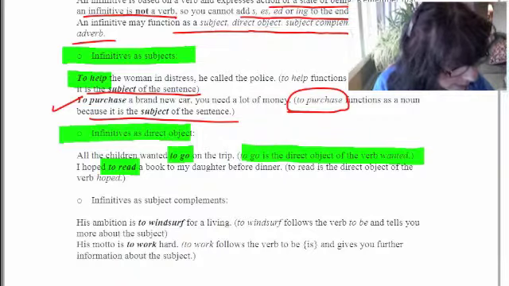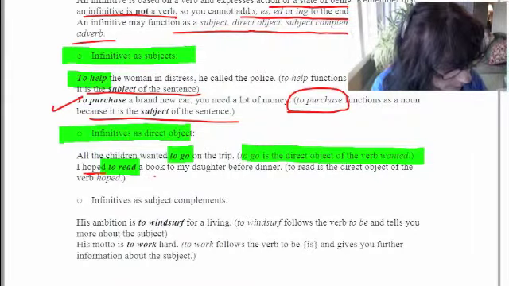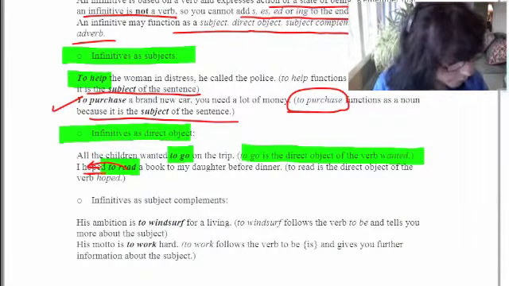Now you can see it can't be the main verb because the main verb is hoped. I is the subject, hoped is the verb, to read is called the infinitive, and it's the object of the verb hoped. What did I hope? I hoped to read a book. I hoped to read. So to read becomes the object of the verb hoped.